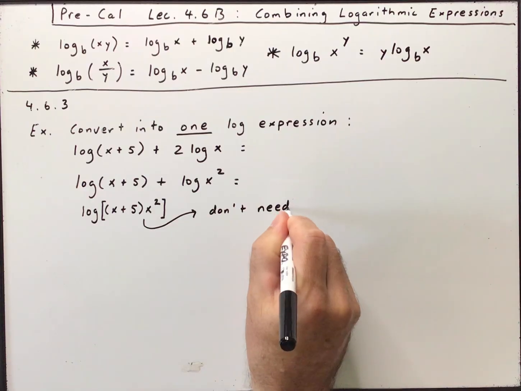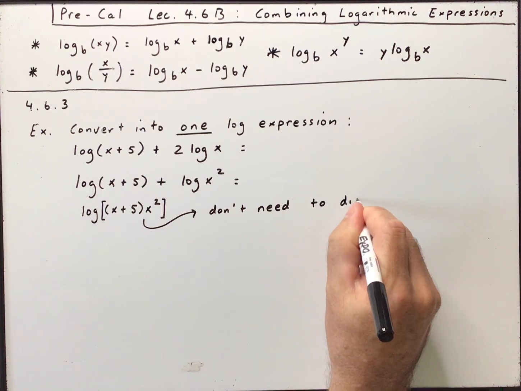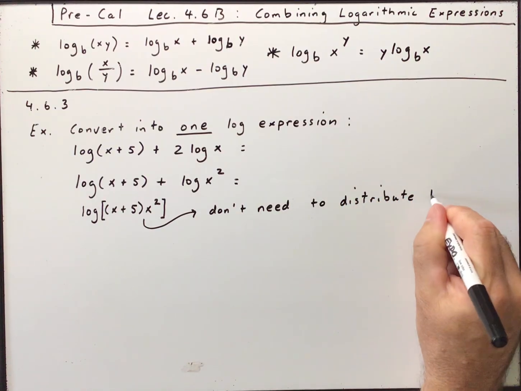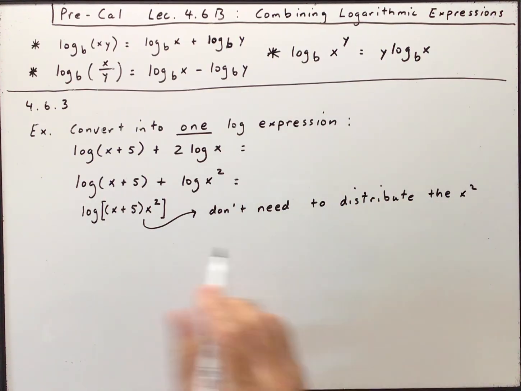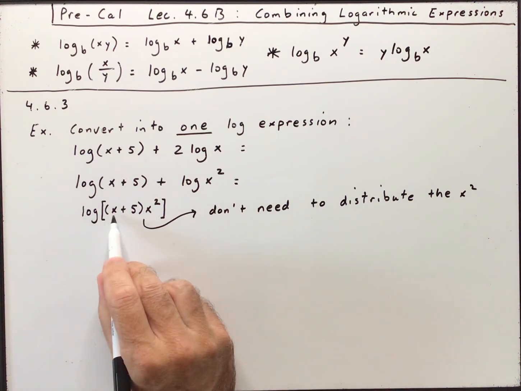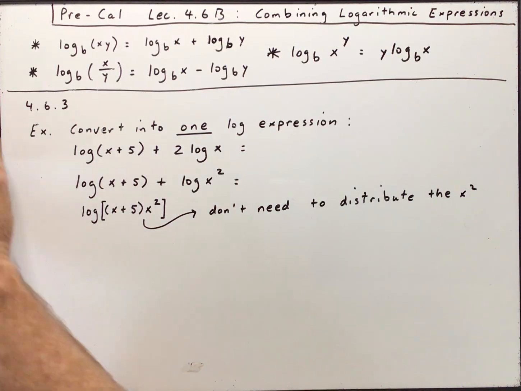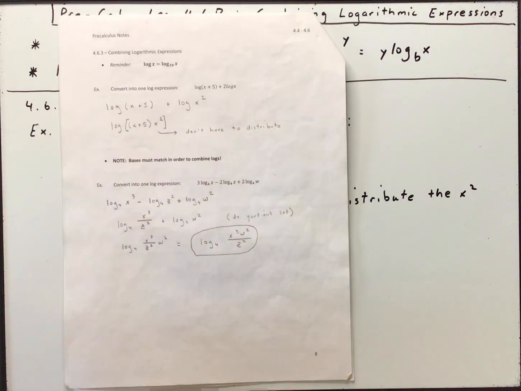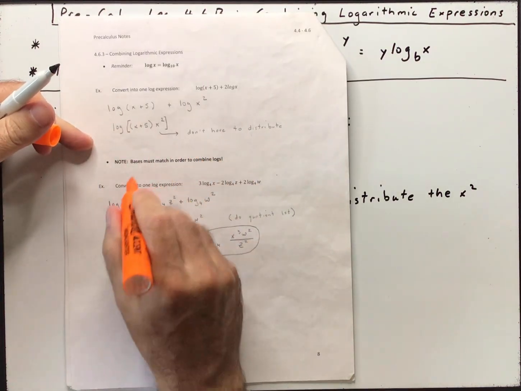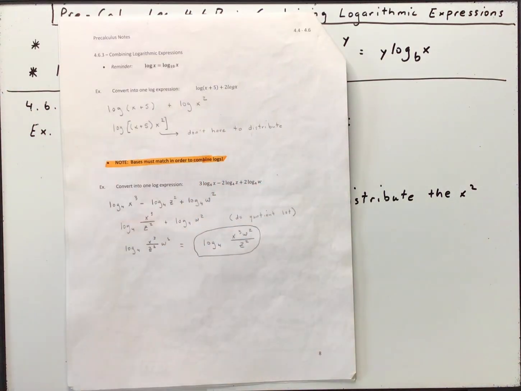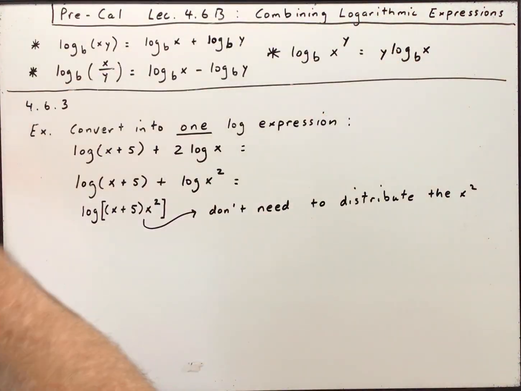Now, we don't need to distribute the x squared. Okay, we can just leave it like that. You don't need to make that into x cubed plus 5x squared. You can just leave it as a product like that. Okay, on your notes, just want to make sure we highlight this, that bases must match in order to combine logs. If you're not at the same base, then none of this combining or expanding, none of that works.